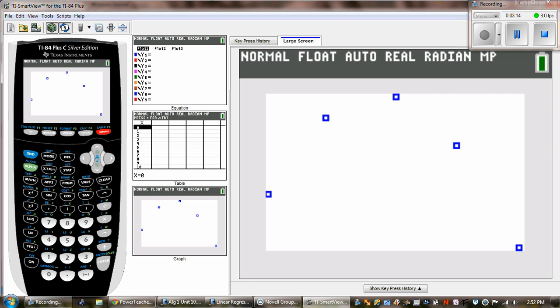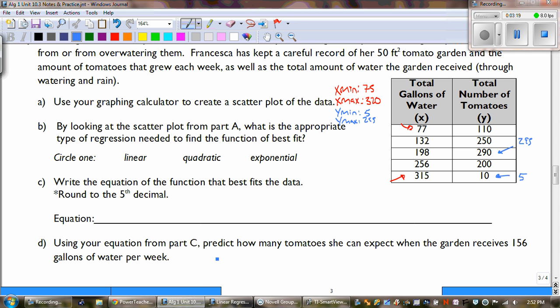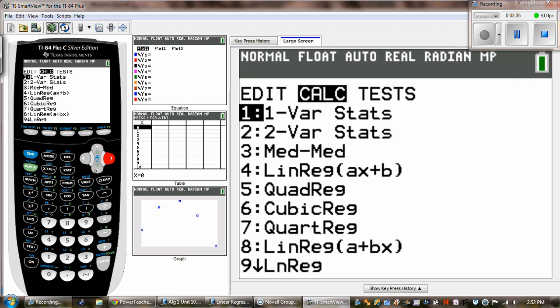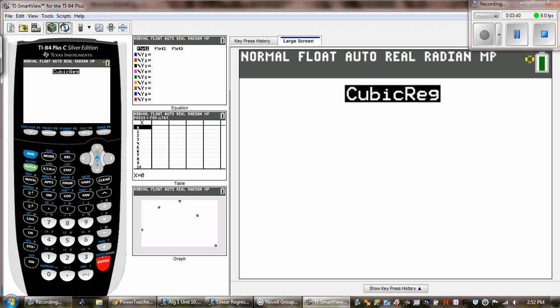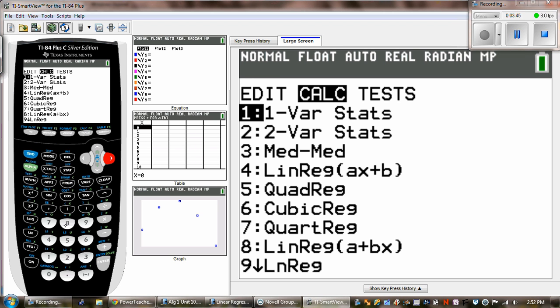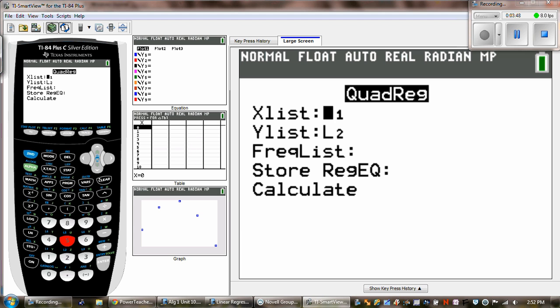What type of graph is this making? This is making a quadratic. Okay, so this is a quadratic. Now, once again, it's asking us to write the equation, but we want to round to the 5th decimal. Okay, so as we're doing the equation, we're going to slide it over to calc, and I'm going to go down to the quad reg. Oh, nope, that's cube. Sorry. 5. Okay. And then hit enter to calculate.